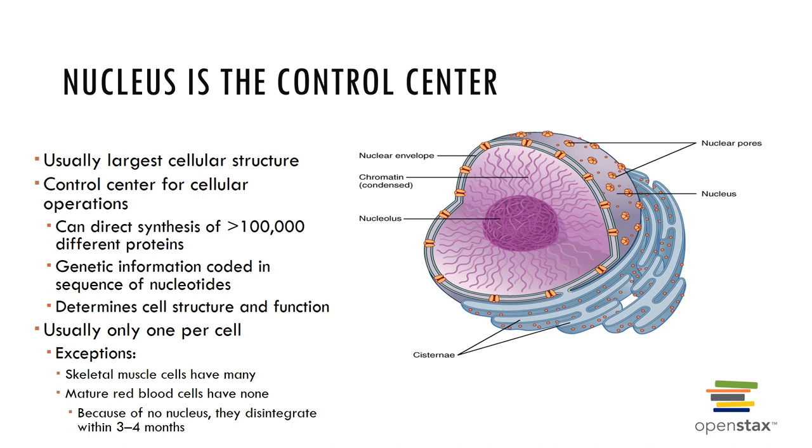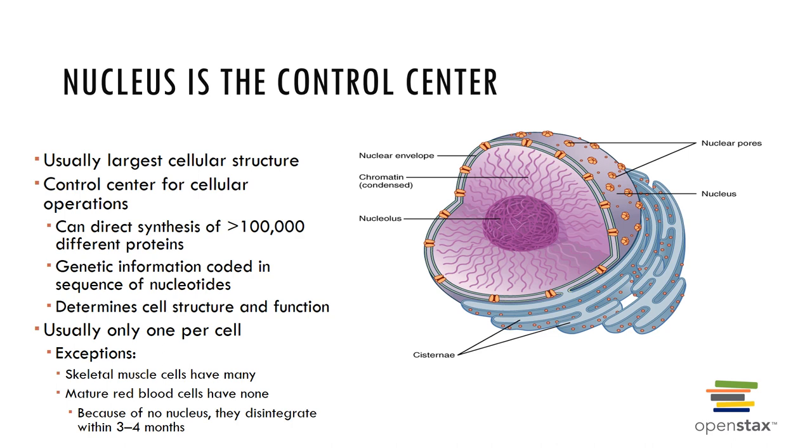The nucleus is the genetic library that contains the blueprint for nearly all cellular proteins. The nucleus responds to signals and dictates the kinds and amounts of proteins to be synthesized within the cell. Most cells have only one nucleus. Red blood cells don't have a nucleus. They are anucleate. And other types of cells, like skeletal muscle cells, bone destruction cells, and some liver cells, are multinucleate.